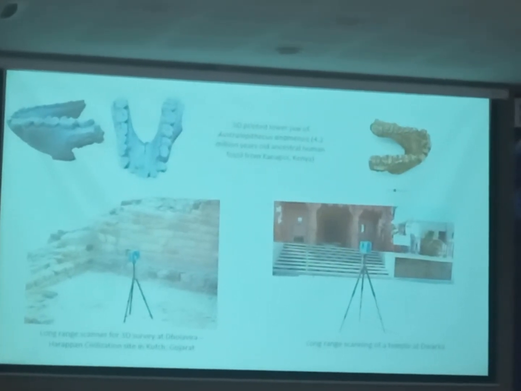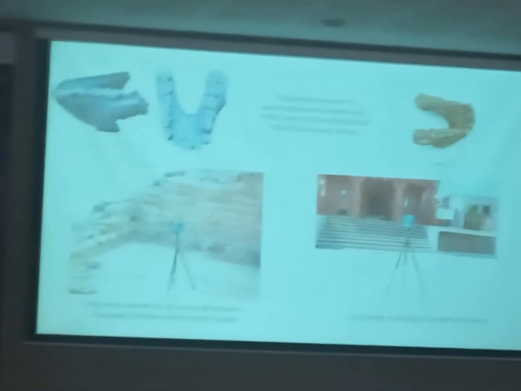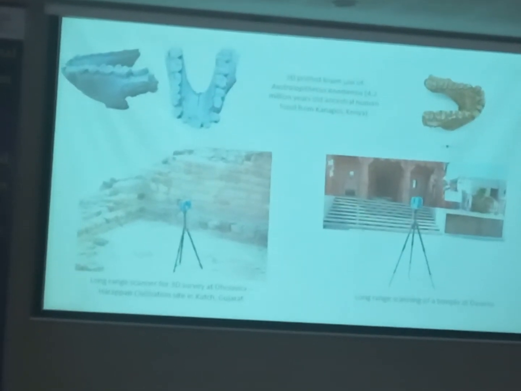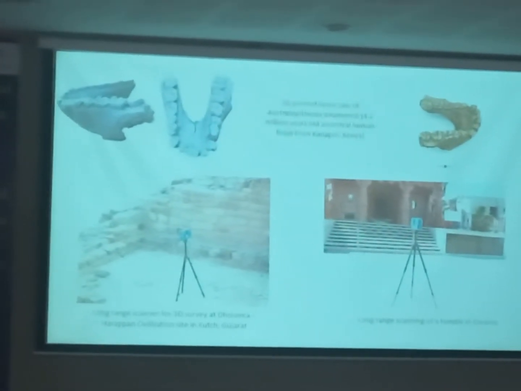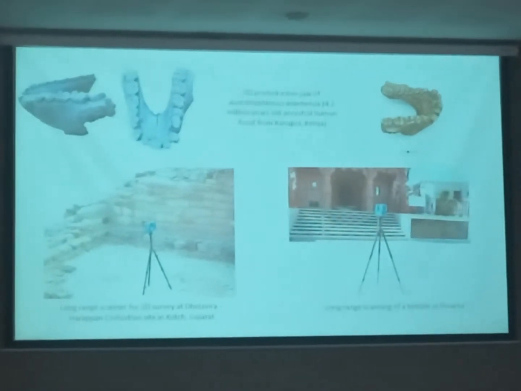So we started scanning the site of Dholavira, which is in Kutch, huge, massive 100-hectare Harappan site with big fortification and gate, and the town is divided into different sections. If you ever go to Kutch, please visit the site.